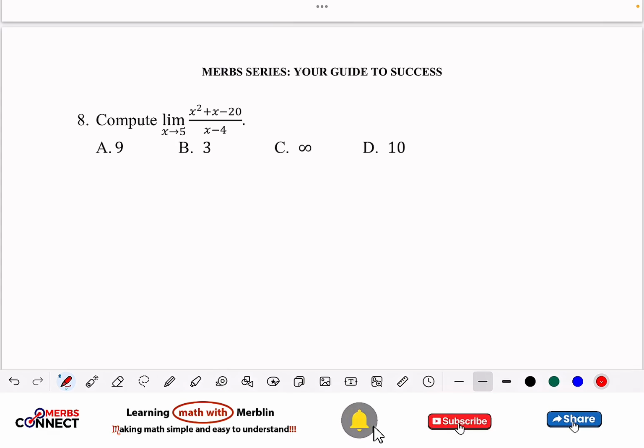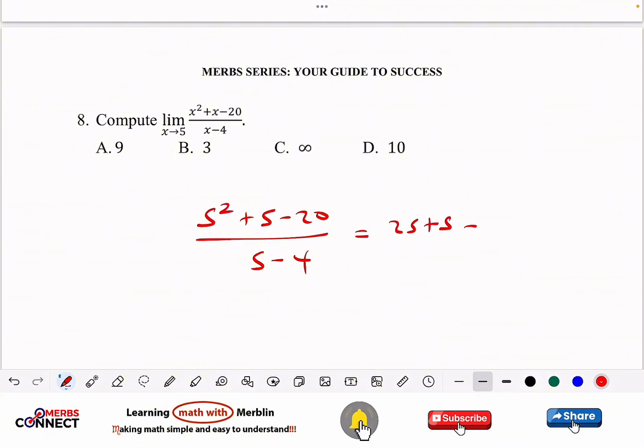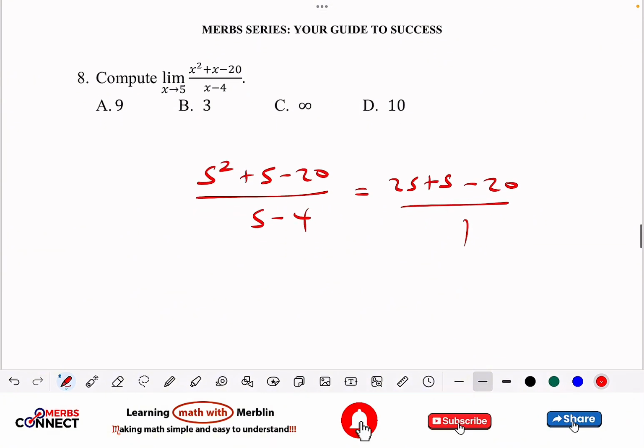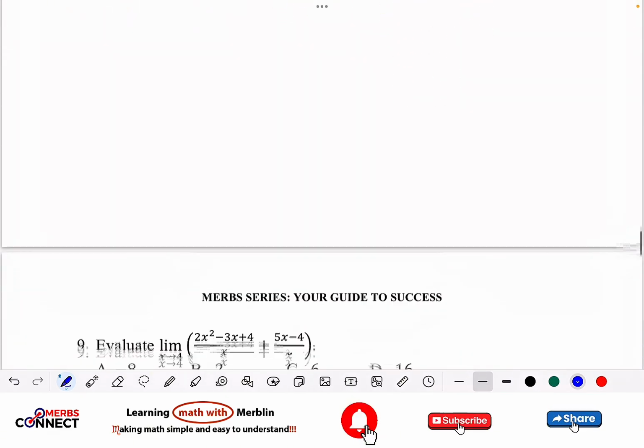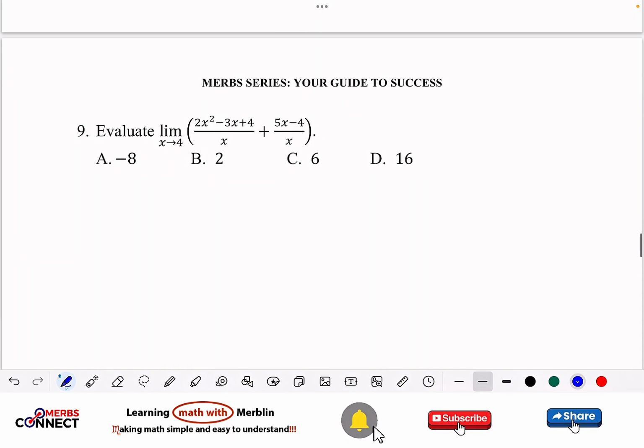I'll solve it myself. So since the denominator is not going to be 0, I'm going to have 5 squared plus 5 minus 20 divided by 5 minus 4. 25 plus 5 minus 20 divided by 1. And this is going to be 30 minus 20. And this is going to be 10. This is very easy. So always check the denominator before you solve. So because of that, I'll leave question 9 for you to solve.